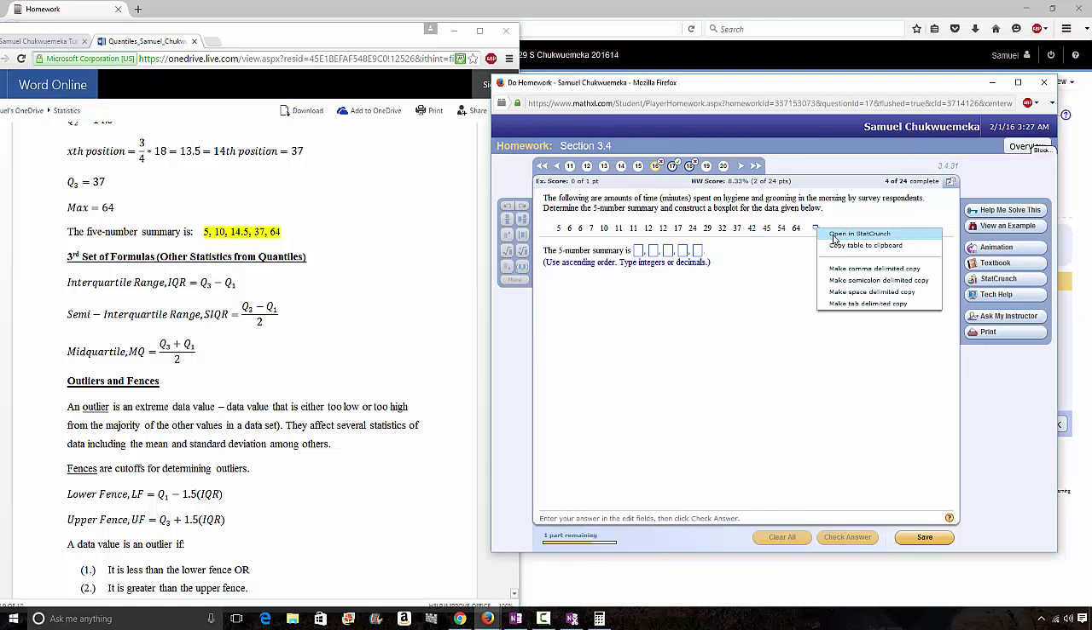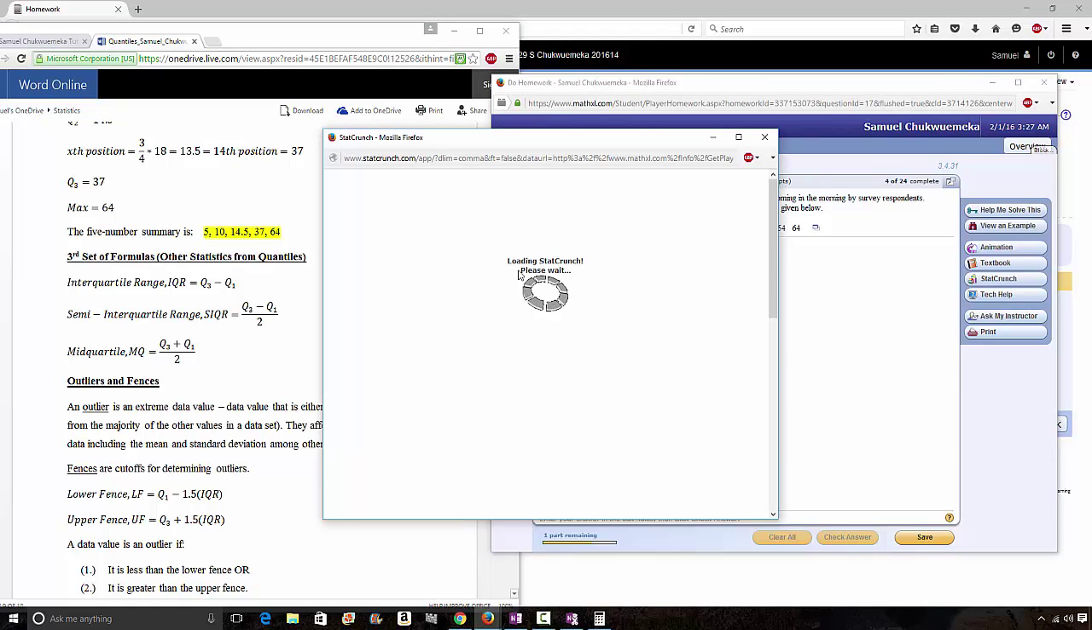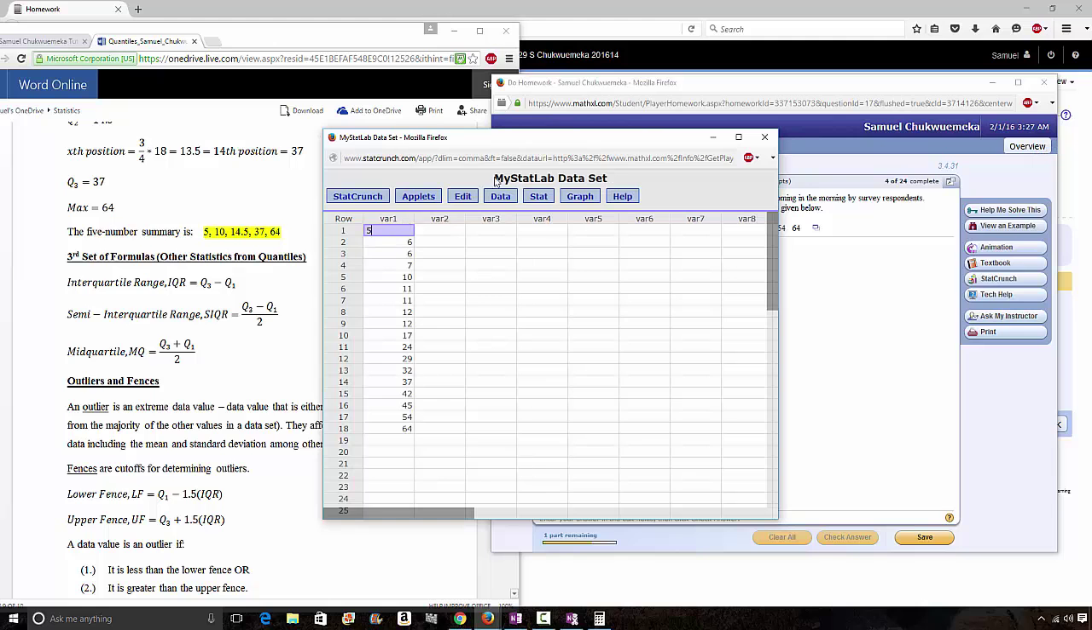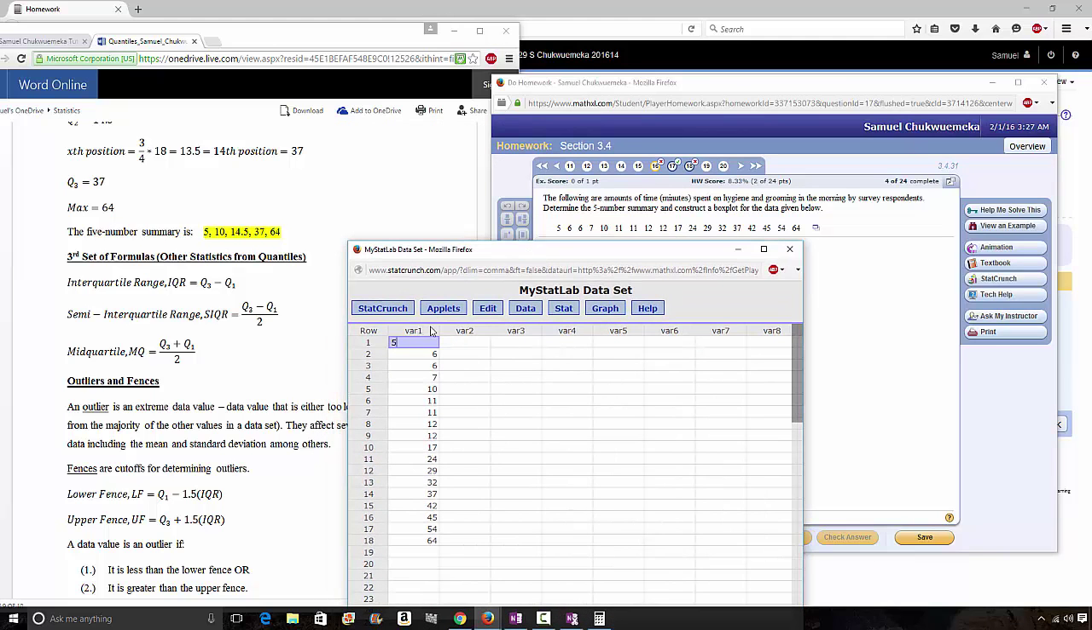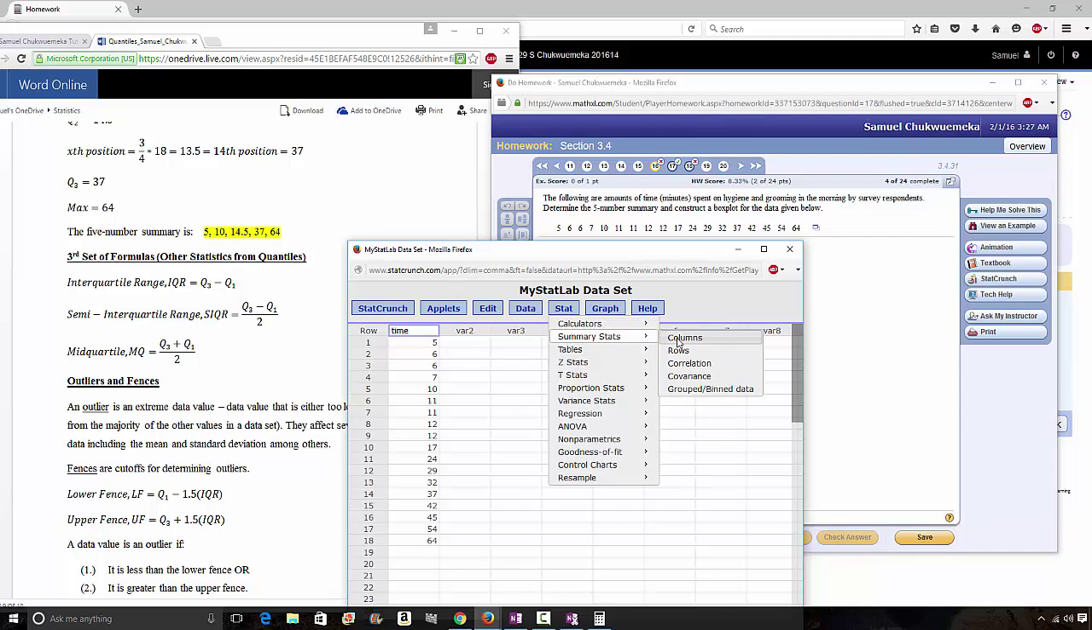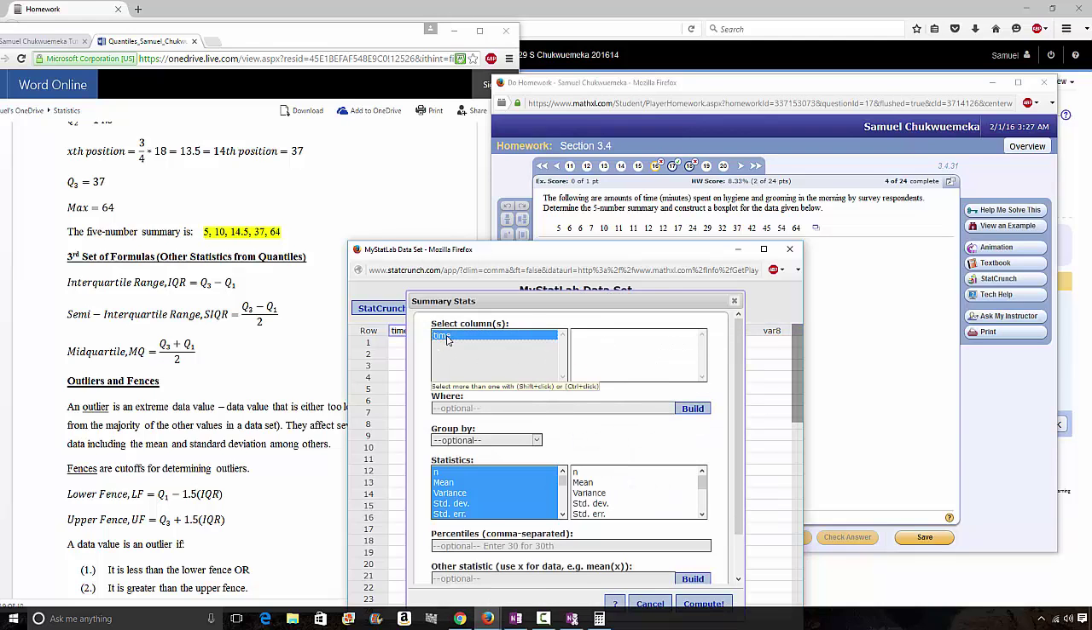I go to StatCrunch, open in StatCrunch. 16, what is my amount of time? So I'll just name this as time in minutes. Go to stat, summary stats, columns, time. Then I come here.